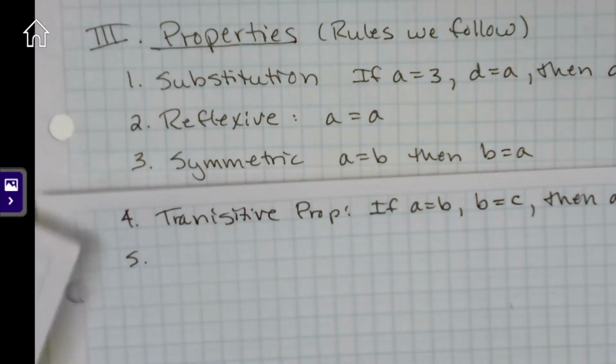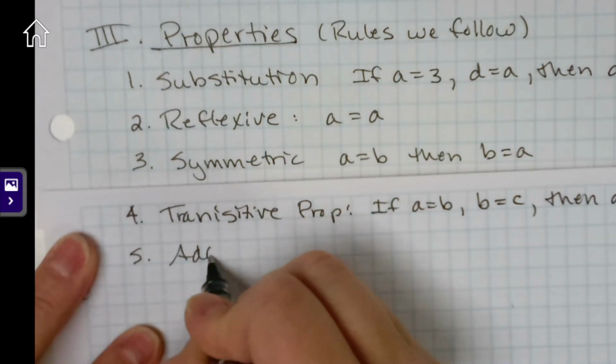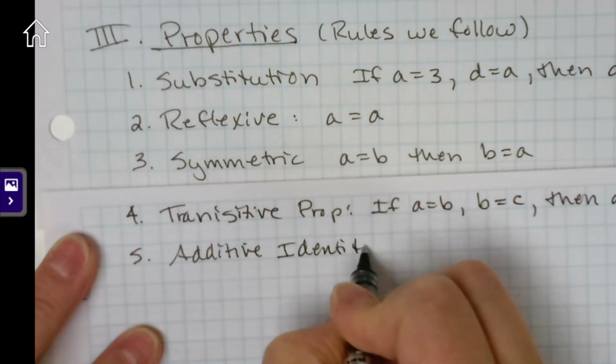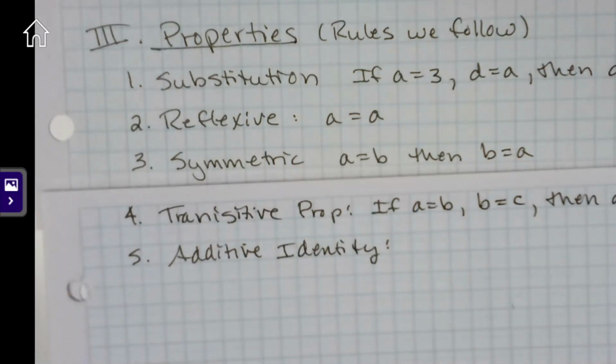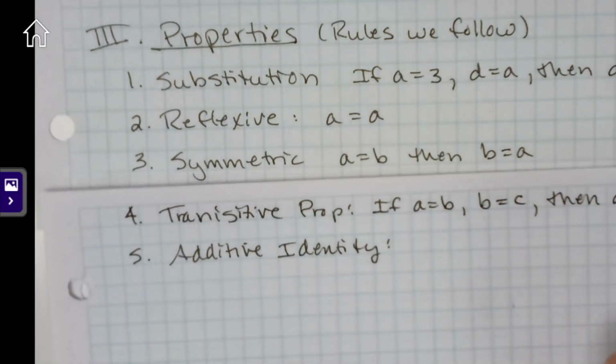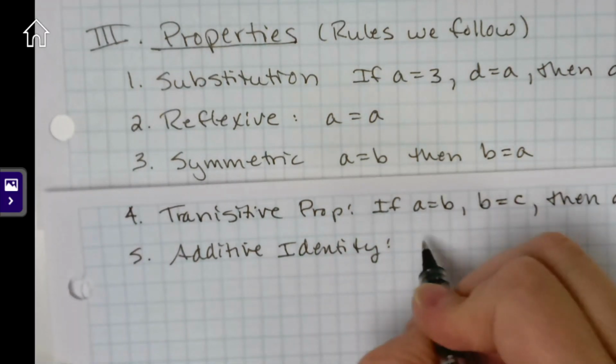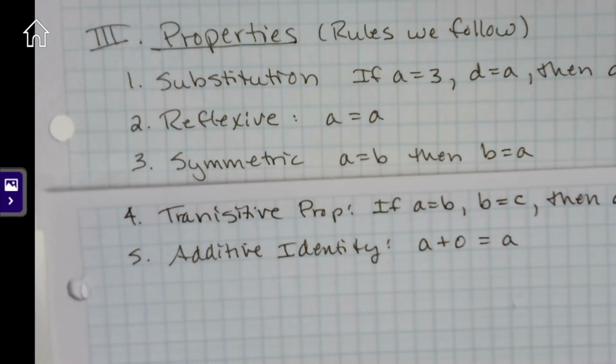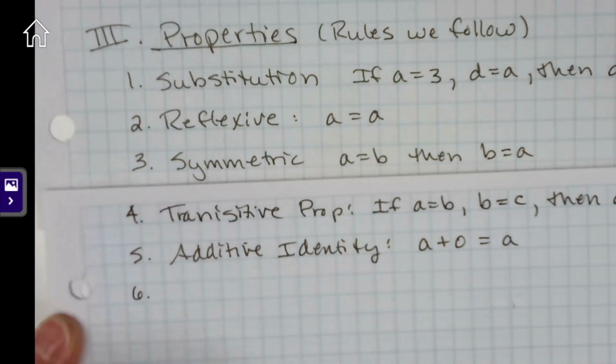Okay, identities get the name because no matter what you do to the number, it stays the same. It keeps its identity. So number 5 is additive identity. And I bet you could probably guess this one. What can you add to a number so it stays the same? A 0. A plus 0 equals A. It keeps its identity. That's additive identity. We added something to it. It didn't change.